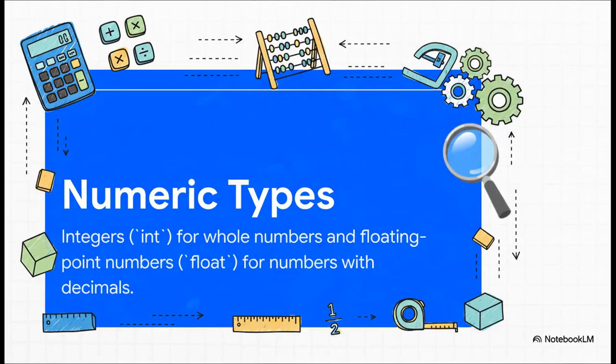Okay, so Python basically has two main ways of thinking about numbers. First, we've got integers, or int for short. These are your simple whole numbers, like 5 or -20 or 1,000. Then, for any number with a decimal point, like 3.14 or -0.5, we use floats. It's a really simple distinction, but it's super important.